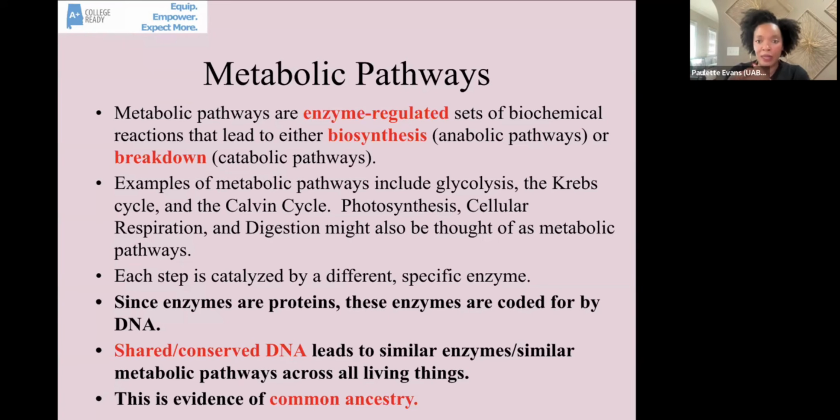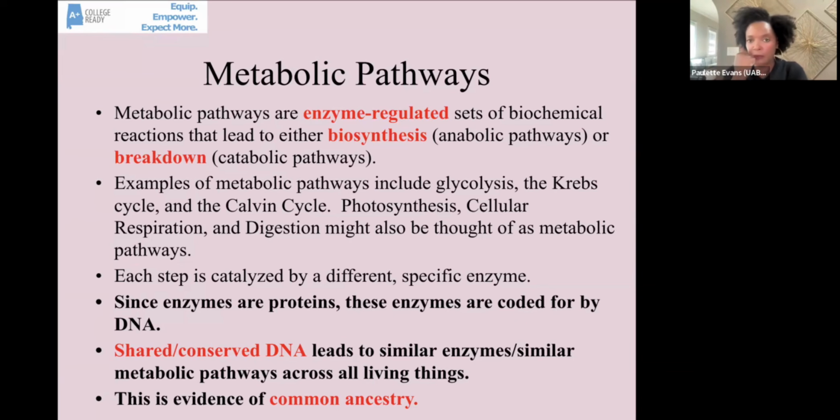Each step is catalyzed by a different and specific enzyme. All right. So I know in that previous example it was like enzyme one, two, three. It's because it was a generic example. Just know that these enzymes have actual names and they do a very particular thing. Since enzymes are proteins, these enzymes are coded for by the DNA. Shared and conserved sequences of DNA lead to similar enzymes and similar metabolic pathways across living organisms. This is evidence of common ancestry.